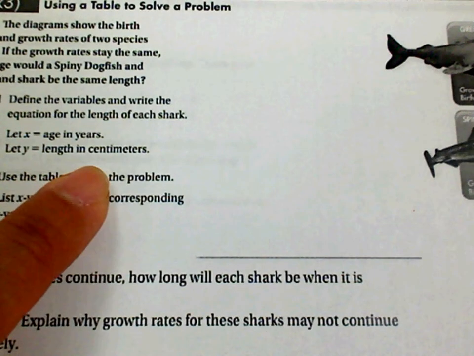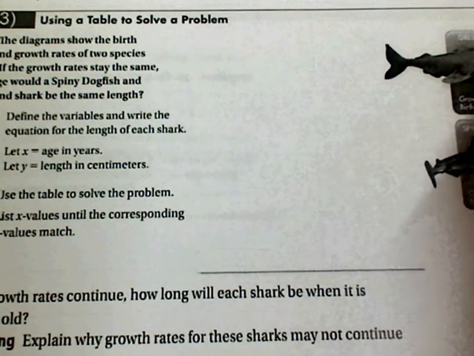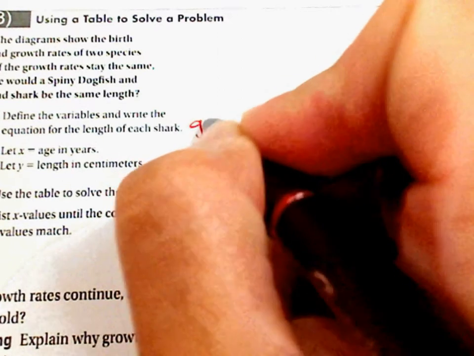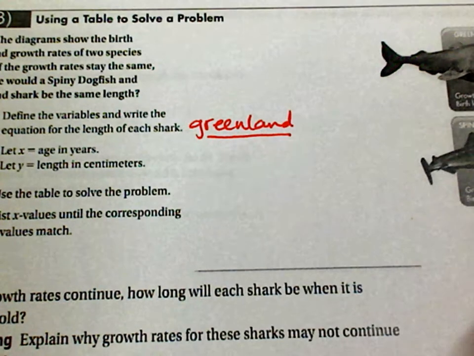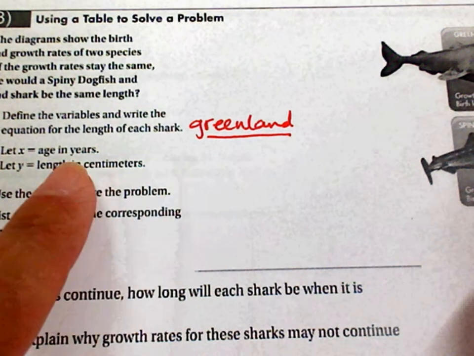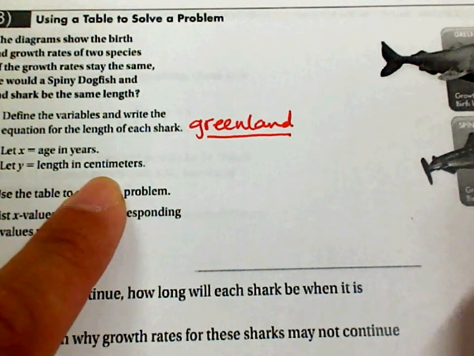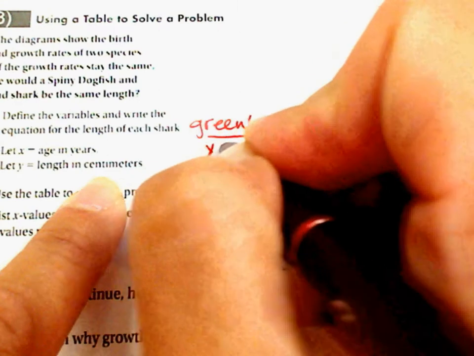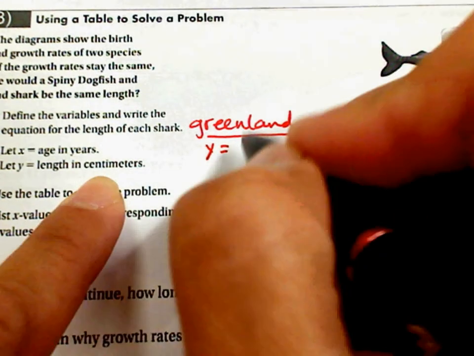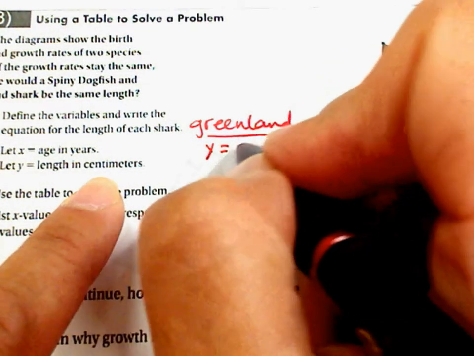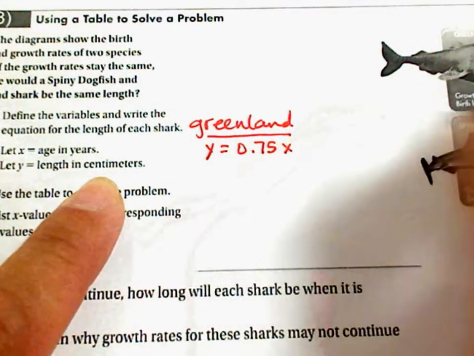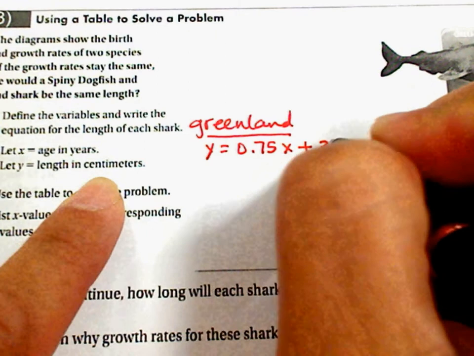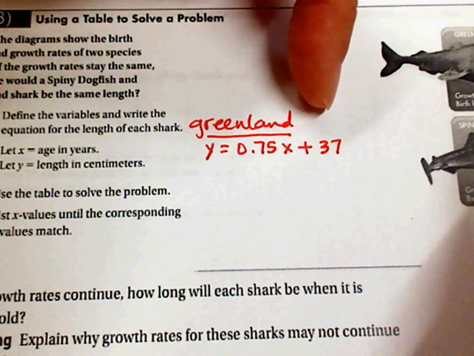So let's look at the Greenland shark real quick. Maybe I should have done that in green. How would you write that? So x is years, length is centimeters, okay? So how big is it going to be when the shark grows in how much? At a rate of 0.75 x, but when they're first born, they're 37. There's their beginning point.